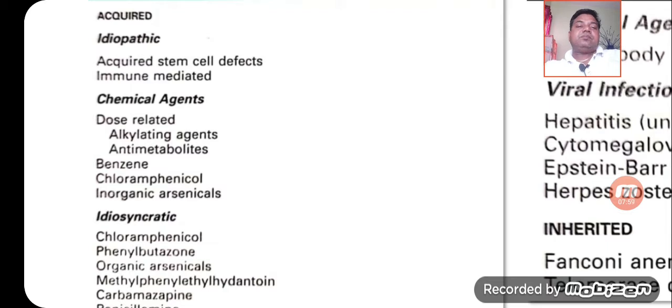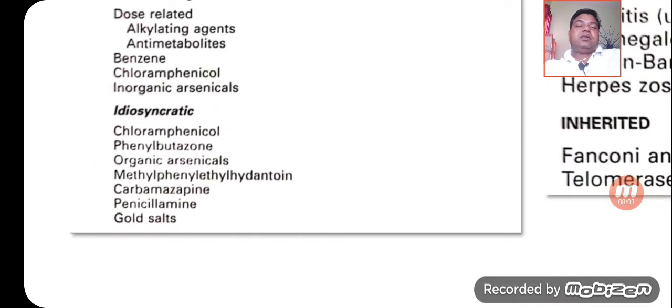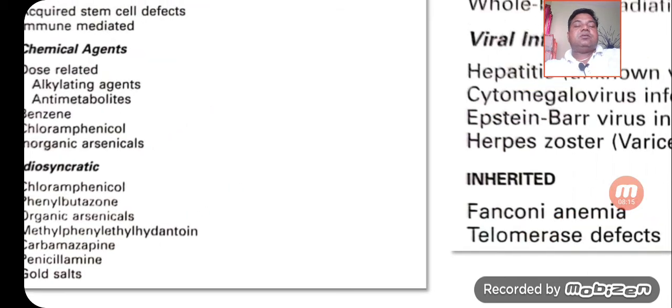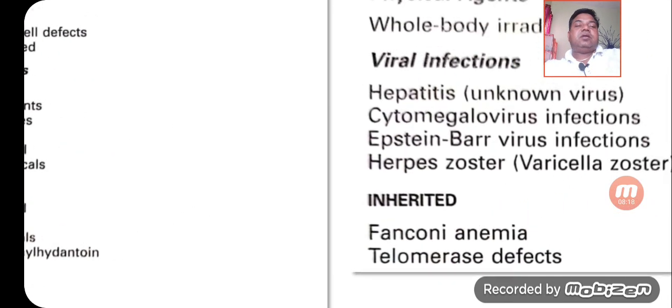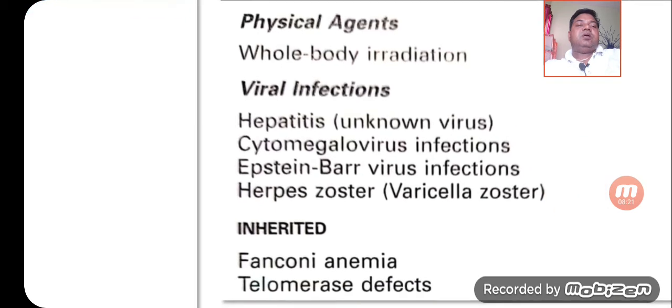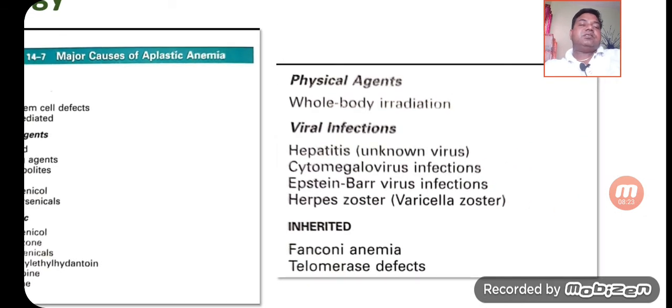In these chemical agents, there is a dose related suppression of the marrow. Another cause is idiosyncratic drugs, such as chloramphenicol, phenylbutazone, organic arsenicals, carbamazepine, penicillamine and gold salts, all of which can also result in suppression of the bone marrow. Apart from this, there are physical agents such as exposure to radiation, and repeated exposure, especially in CT scans, can also lead to suppression of the marrow.